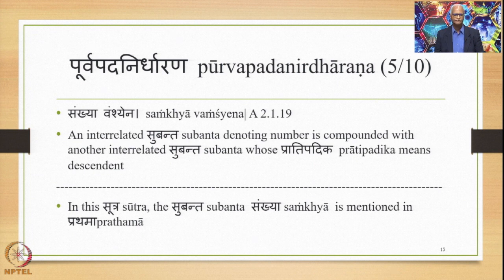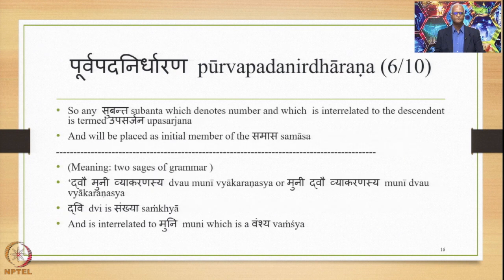Now we notice that in this particular sutra, sankhya vaunshyena, the subanta sankhya is mentioned in the prathama vibhakti. Vaunshyena is mentioned in the tritiya vibhakti. So, any subanta which denotes number and which is interrelated to the descendant is termed as upasarjana by the sutra prathama nirdishtam samasa upasarjanam. And then, by the sutra upasarjanam purvam, that upasarjana will be placed as the initial member of the samasa. In this case, it is the subanta which denotes number.